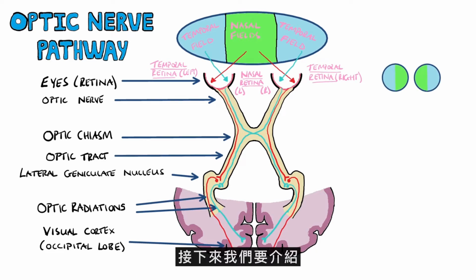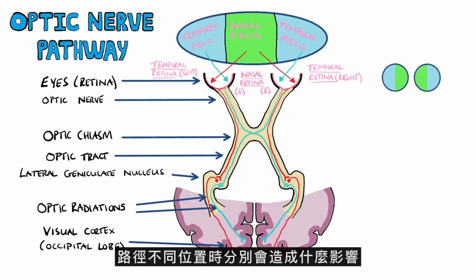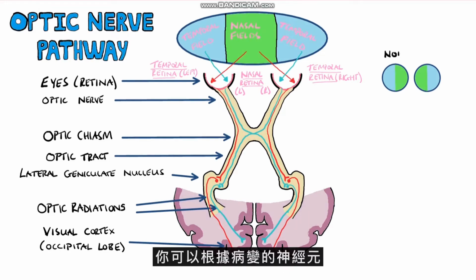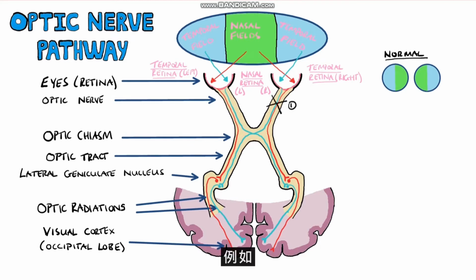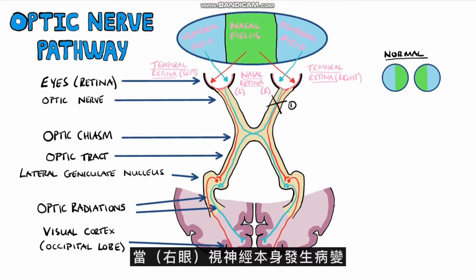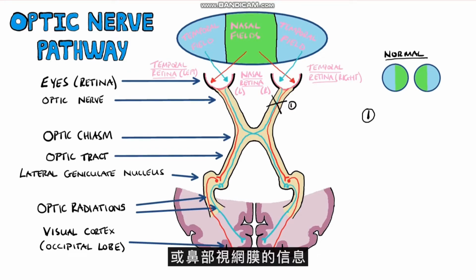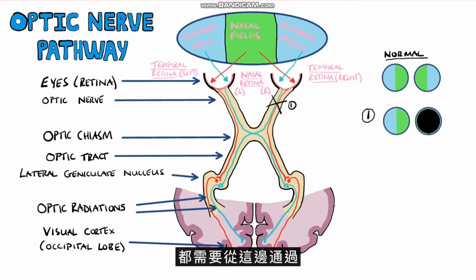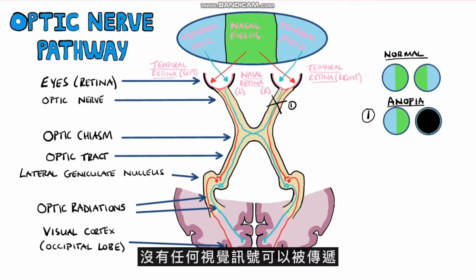Now let's look at what happens when we have lesions in different locations. You can work it out based on which bit of the visual field the neuron that has the lesion is carrying information on. For example, let's say we have a lesion on the optic nerve itself. This means that information coming from either the temporal or nasal retinas of the right eye can't get through, and therefore nothing is going to be perceived as coming from that eye. So both the nasal and temporal visual fields of the right eye will be affected.